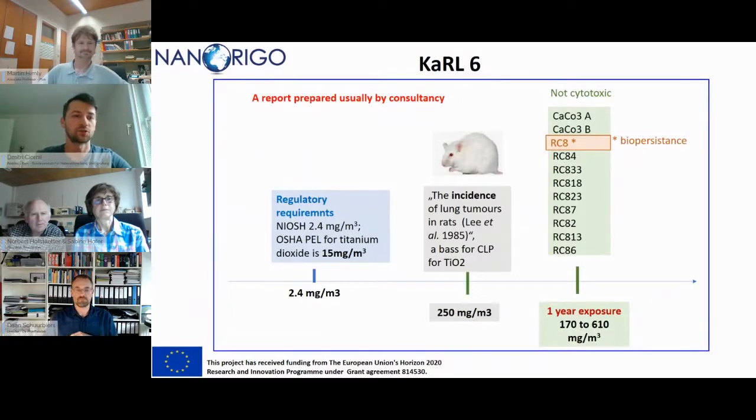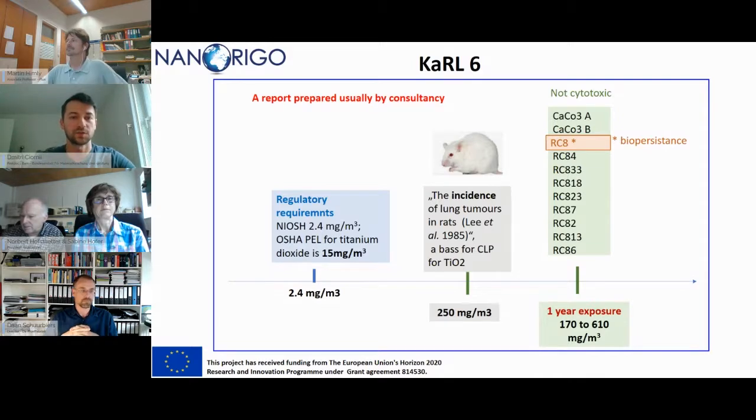So if we have a short report or a table, it could look like this. We have gathered some regulatory requirements to know the threshold. We have gathered literature data on in vivo experiments. We have performed in vitro experiments to show, for example, that it's not cytotoxic. And we have extrapolated the exposure levels using the CODO model and calculated the exposure for 1 year. So this document would be KaRL 6.